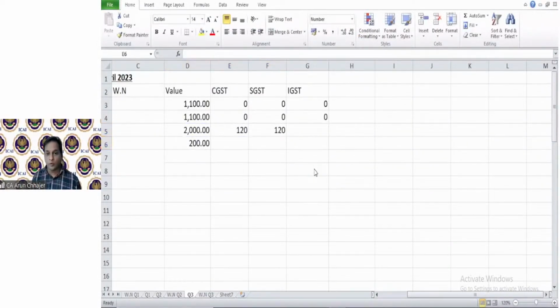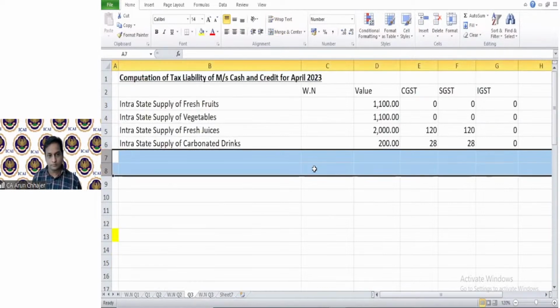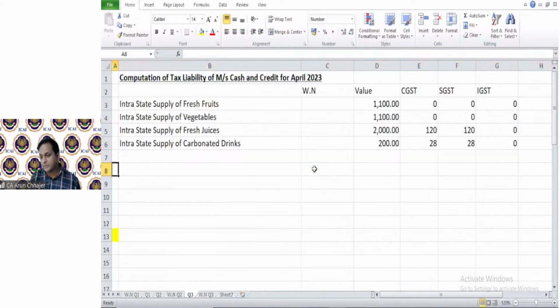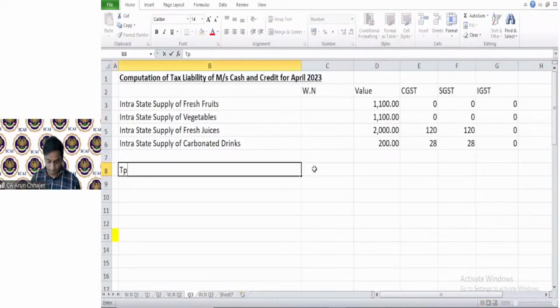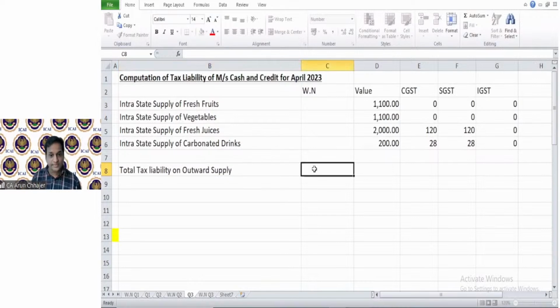And what is the rate? It is 14%. This is the tax liability. So total tax liability on outward supply. As of now, there is no requirement of a working note. Perfect. Any question?